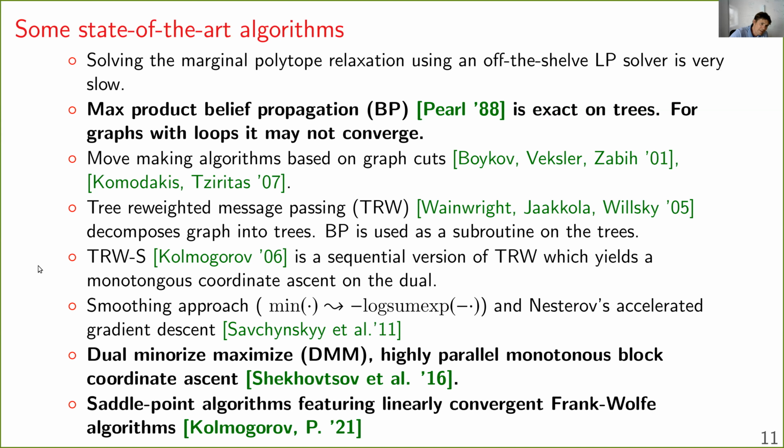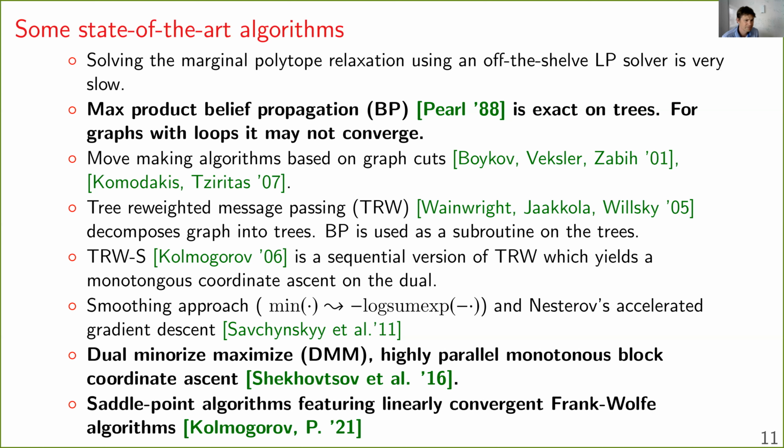And that was the next level, and this is an algorithm due to Vladimir Kolmogorov. It's a sequential variant of TRW, tree-reweighted message passing, and this was shown to give a monotonic coordinate ascent on the dual. Basically you can show that it's a coordinate ascent on the dual problem, and it monotonically increases the dual objective, but of course it's coordinate ascent on a non-smooth problem, and therefore it might get stuck in a non-optimal point.